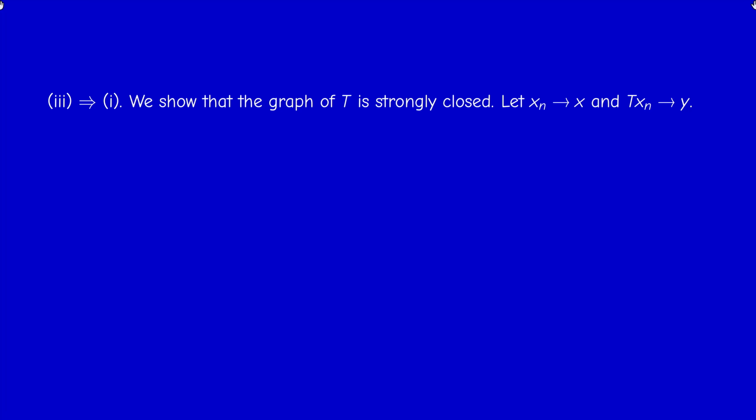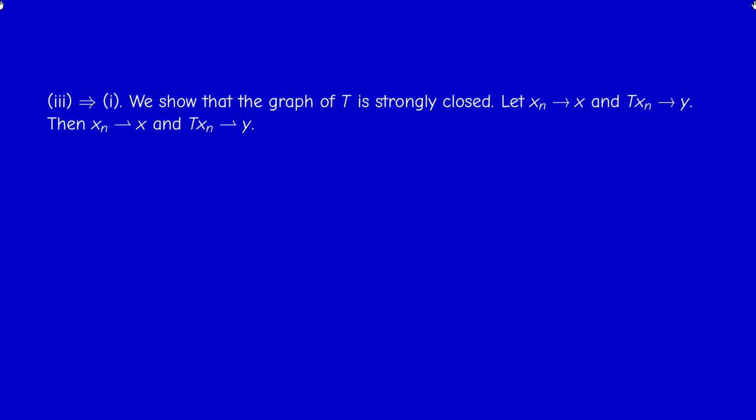So if we take an element (x, y) in the closure of the graph, the strong closure of the graph, we know from the metric topology that there exists a sequence in the graph. So it's of the form (xn, Txn) that converges to (x, y). So this means that xn converges to x and Txn converges to y. So I have to show that y is equal to Tx.